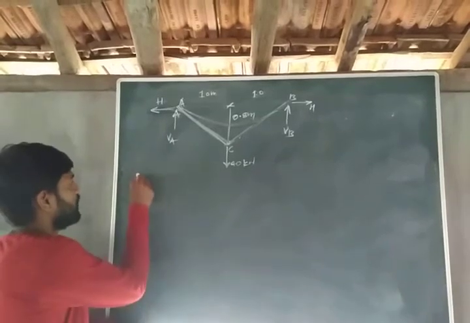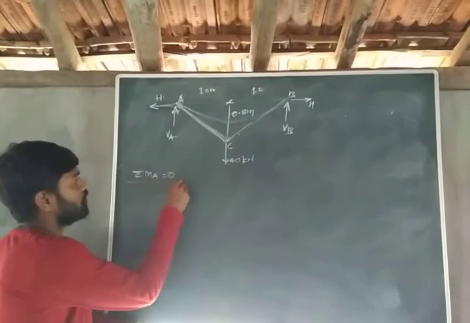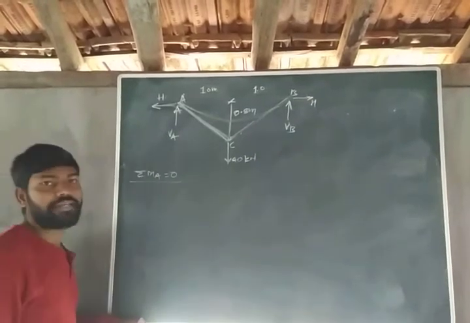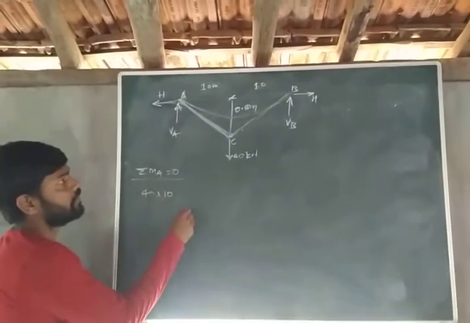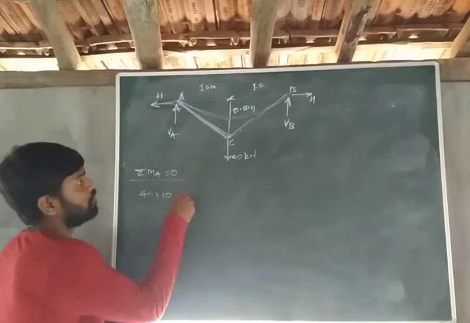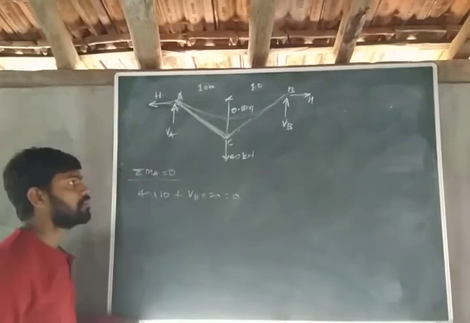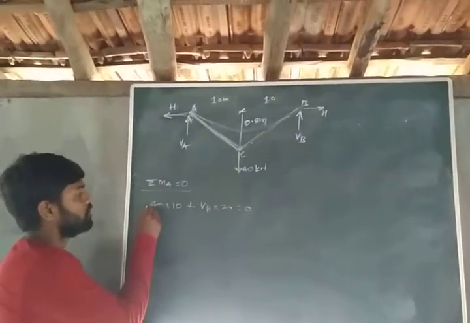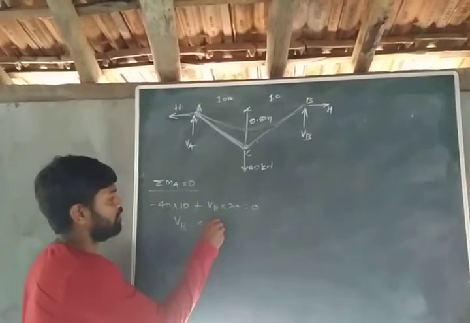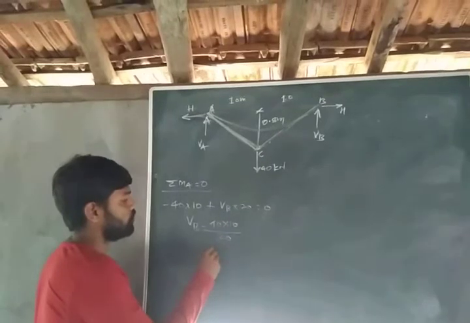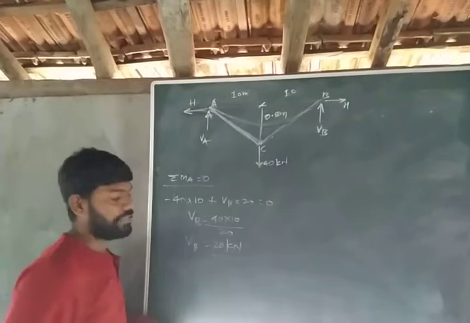So first of all, we will apply the equilibrium equation, summation MA equal to 0, taking moment of all the forces at point A and equating it to 0. So we will start from 40 kilonewton, so 40 multiplied by 10, and then this VB multiplied by 20 equal to 0. So one is clockwise and other is anti-clockwise. So that's why I have written one as positive and the second as negative. So VB is equal to 40 into 10 divided by 20. So it gives you 20 kilonewton. So VB is 20 kilonewton.